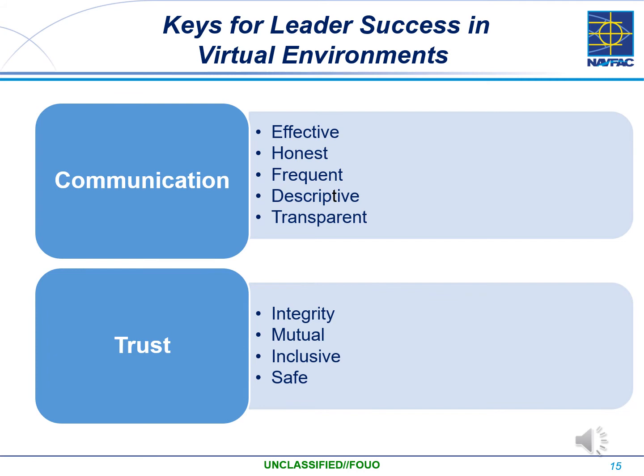Let's move on to trust. Trust needs to be mutual, inclusive, and safe. And it needs to model integrity. So, for example, what does it mean for trust to be mutual? All that means is that it needs to go both ways. That you need to trust your team and your team needs to trust you.